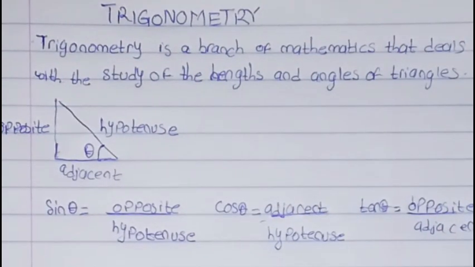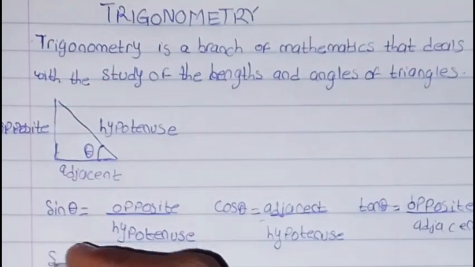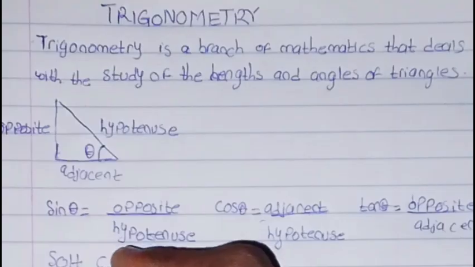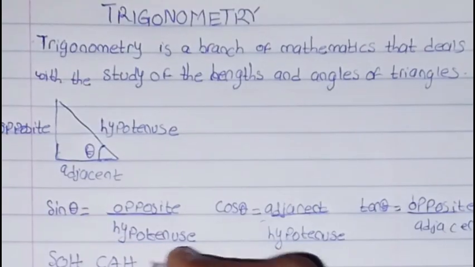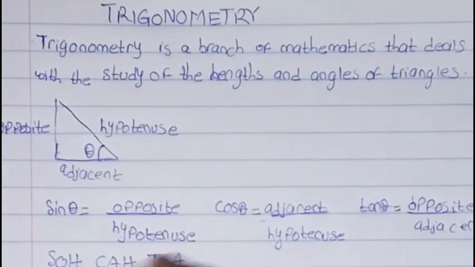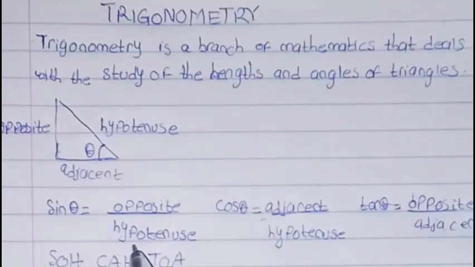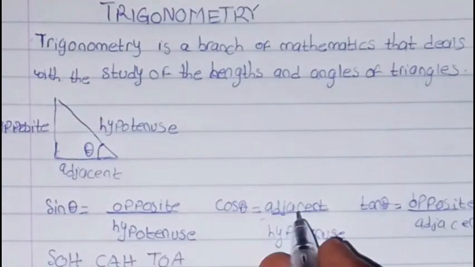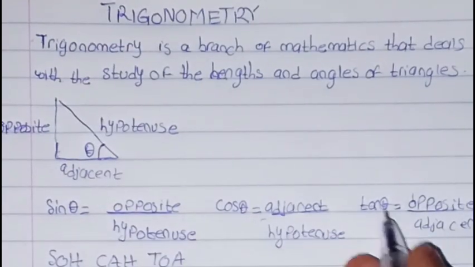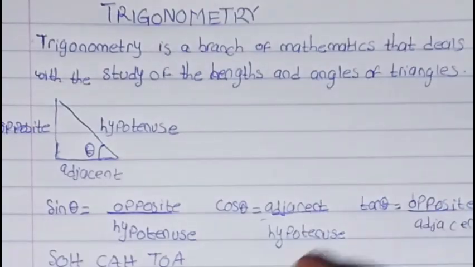Now, there is a particular mnemonic we use to remember this, which is referred to as the SOH-CAH-TOA principle. The SOH-CAH-TOA represents that sine is opposite divided by hypotenuse, as we said before, cos is adjacent divided by hypotenuse, and tan is opposite divided by adjacent.